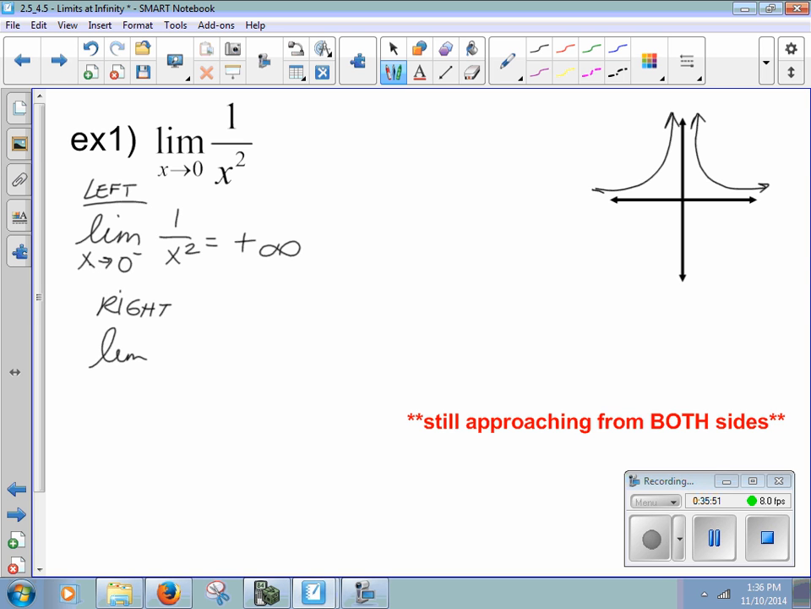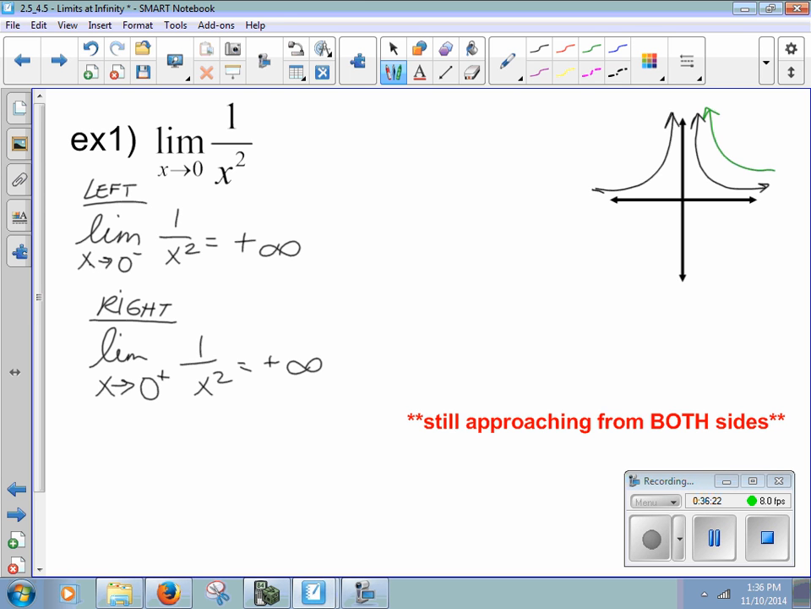What if it's from the right? x approaches 0 from the positive side. It's still positive, isn't it? I just dropped out for a couple of seconds. You with me? I'm with you. Okay.